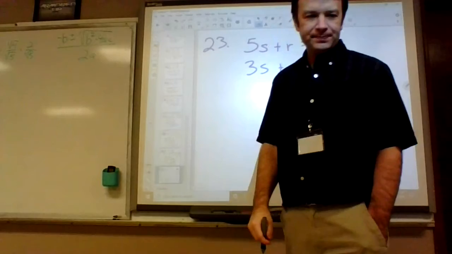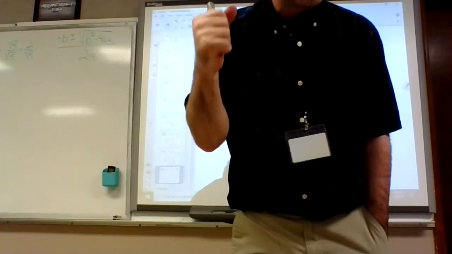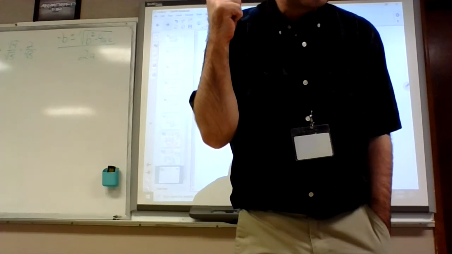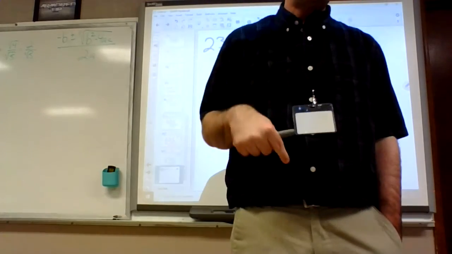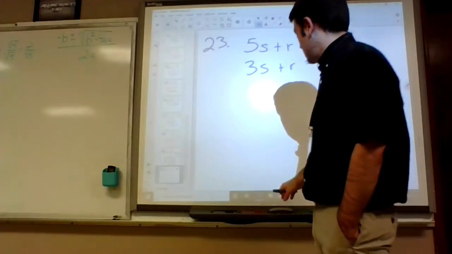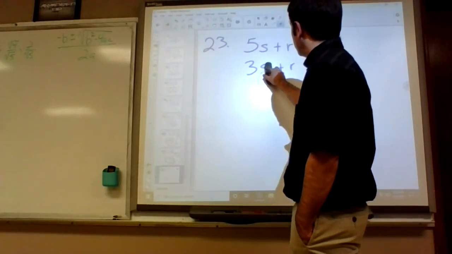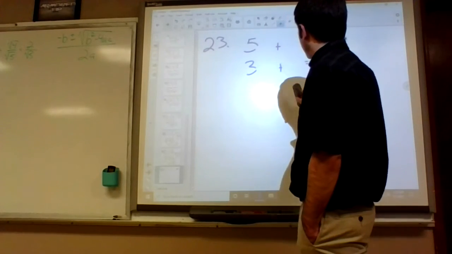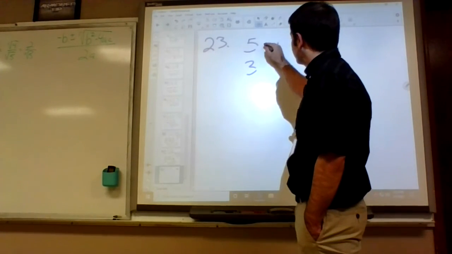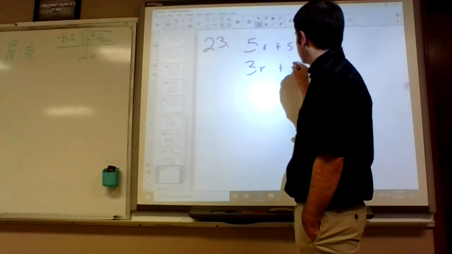Did I do that right? No, I can't see the board, so I don't know. It's 5R plus 7S equals 23. I got my R's and S's switched around. Darn. Ooh, this one looks kind of easy. I'm gonna try it. It actually kind of is easy.